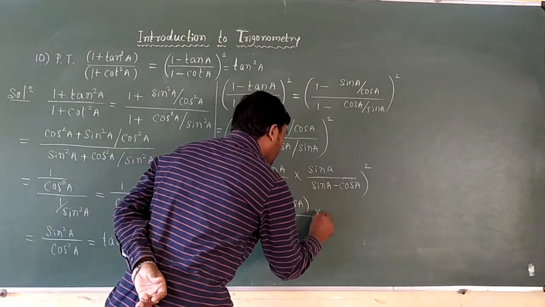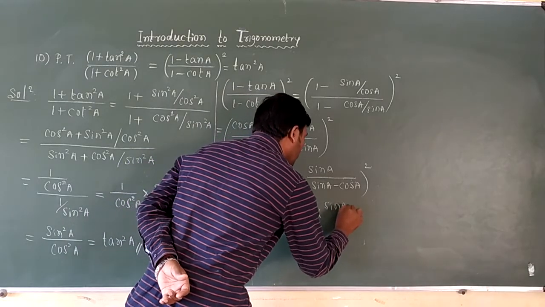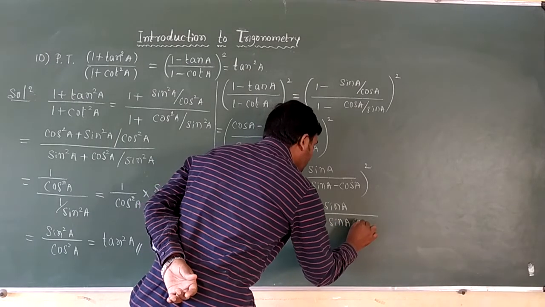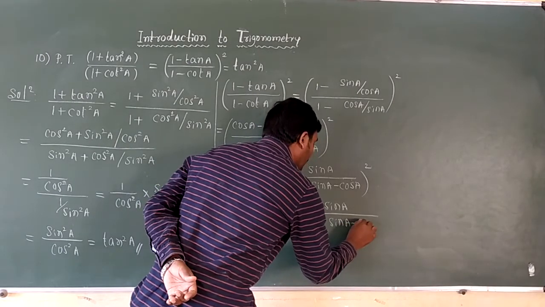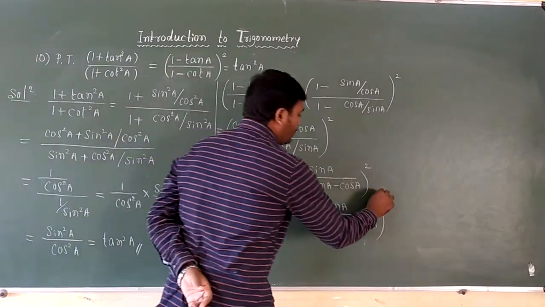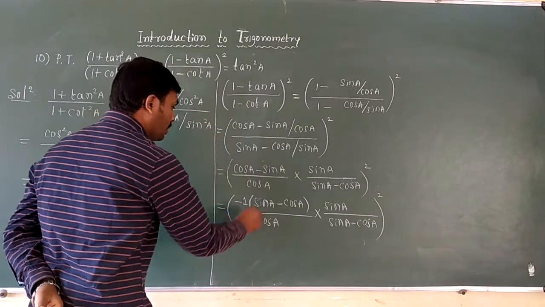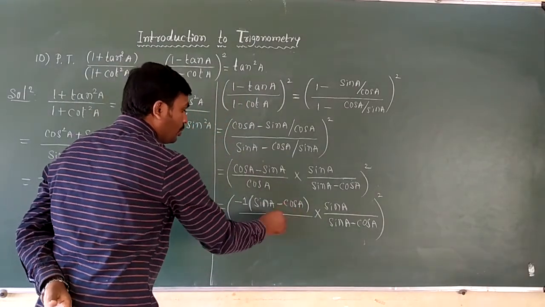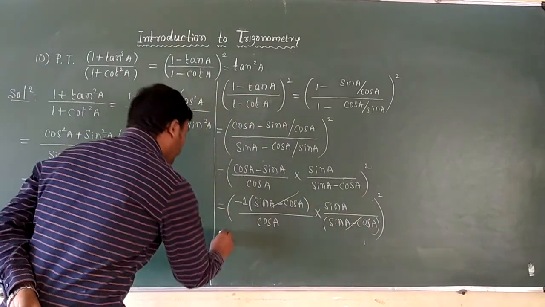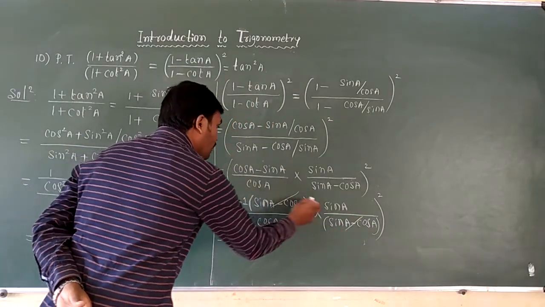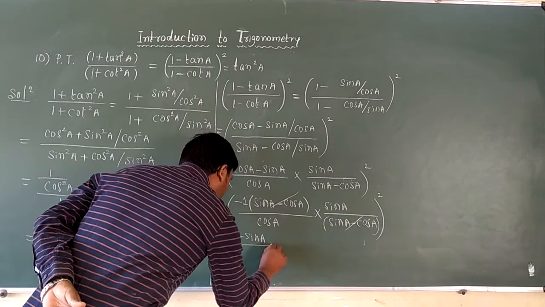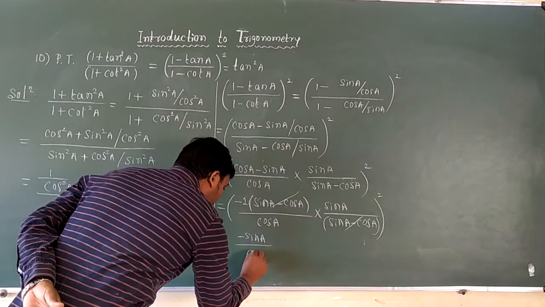So whole divided by cos A into sin A divided by sin A minus cos A, again whole square. So here both these two terms get cancelled. Now both these two terms are the same. This term and this term get cancelled. What is left here? This is equals to minus 1 into sin A is what? Minus sin A, divided by, here it is cos A, whole square.